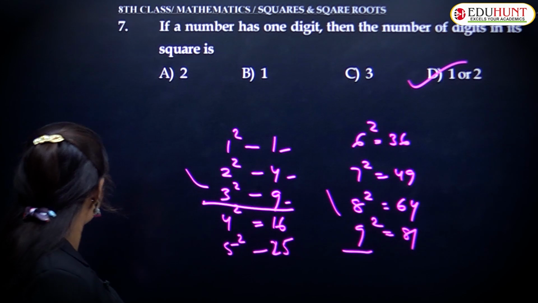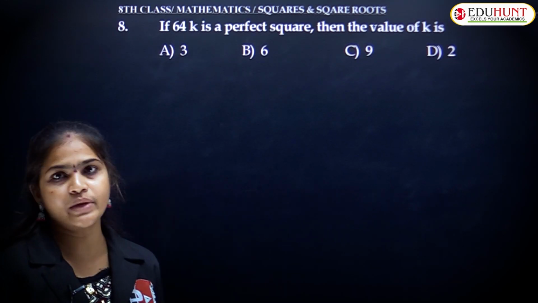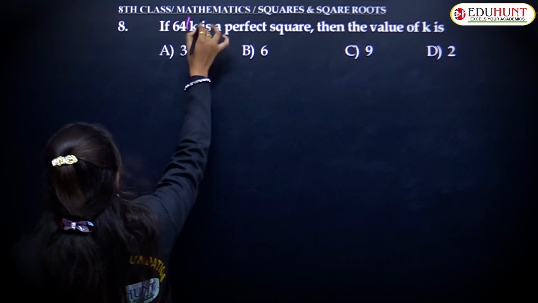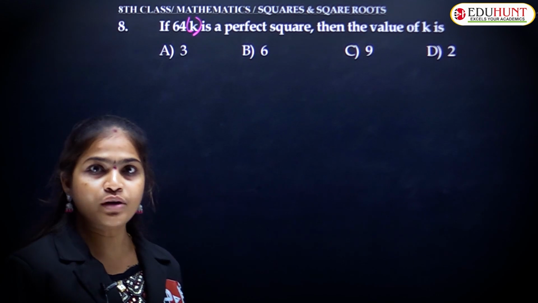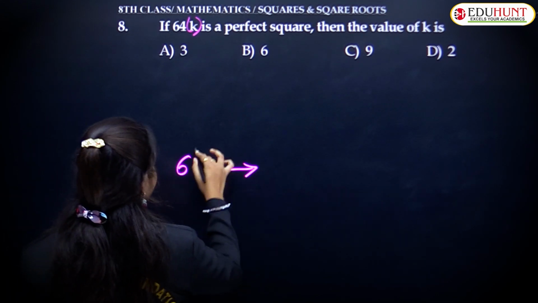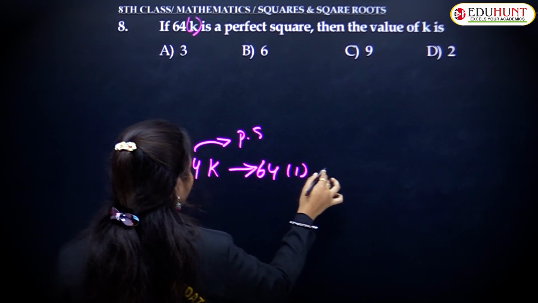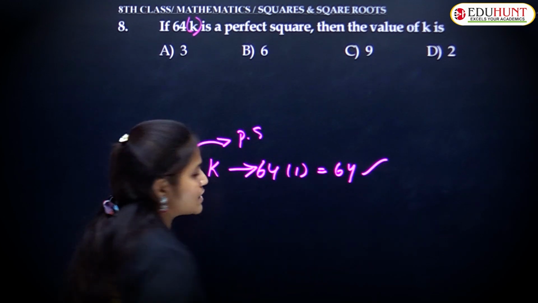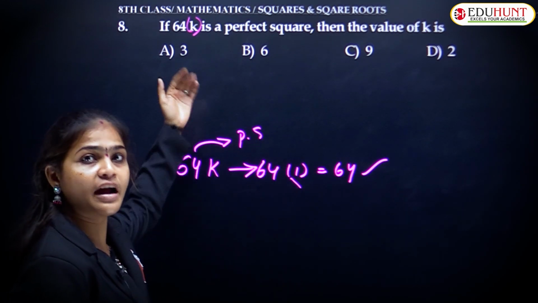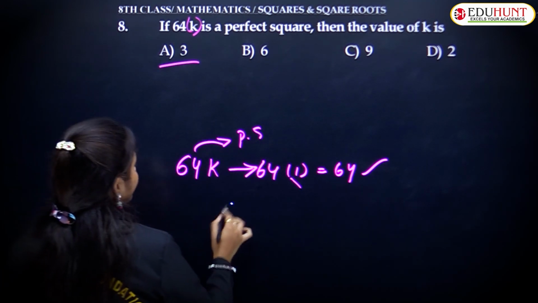Okay, let us check the next question. 64k is a perfect square. Then what is the value of k? Children, see here, this is a multiplication with k. 64 is a perfect square, so easily we can say that 64 into 1 is equal to 64, which is a perfect square. But as per the options, 1 is not given. So you have to check each and every option. First, what is the number here?